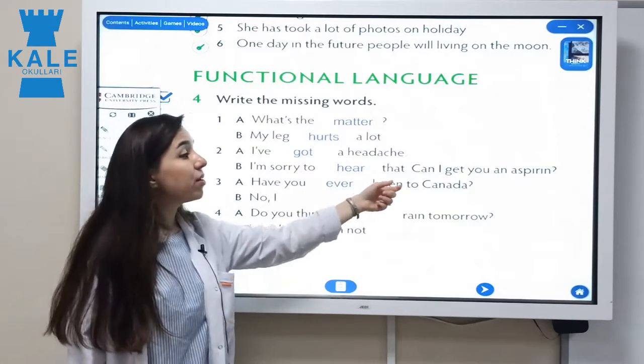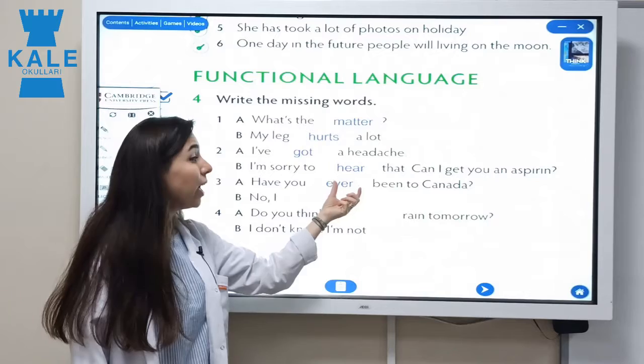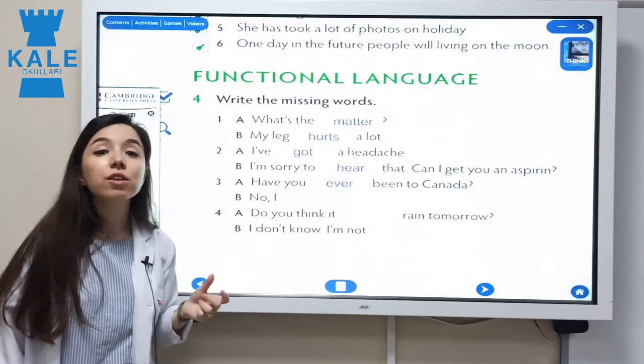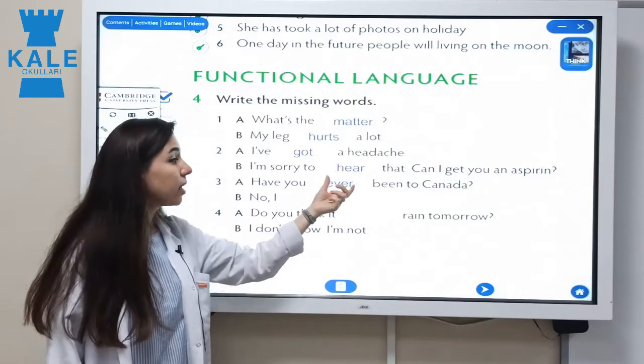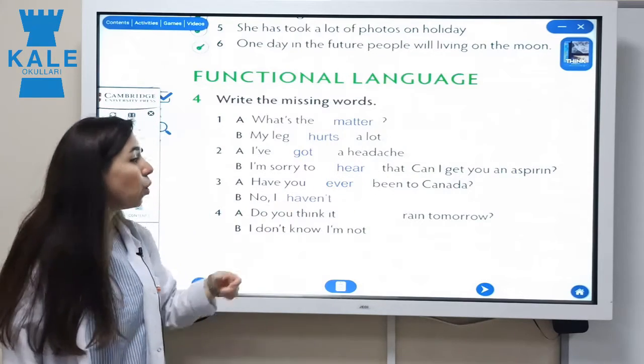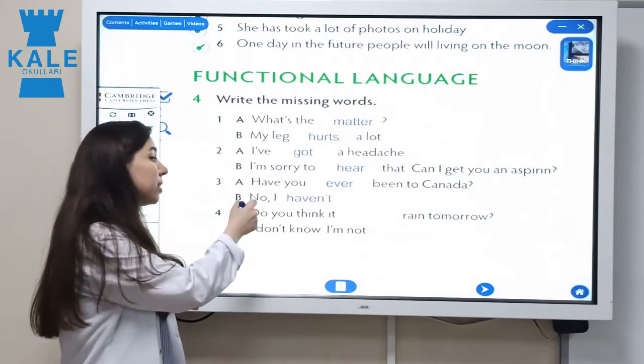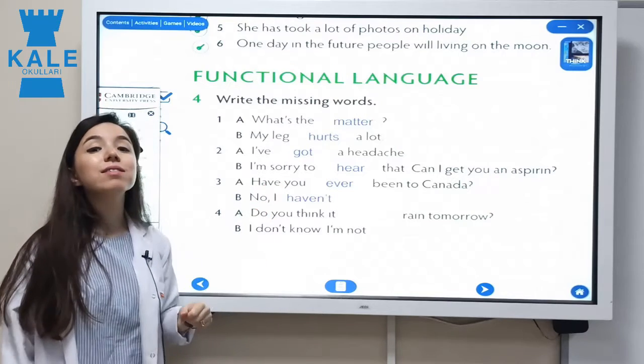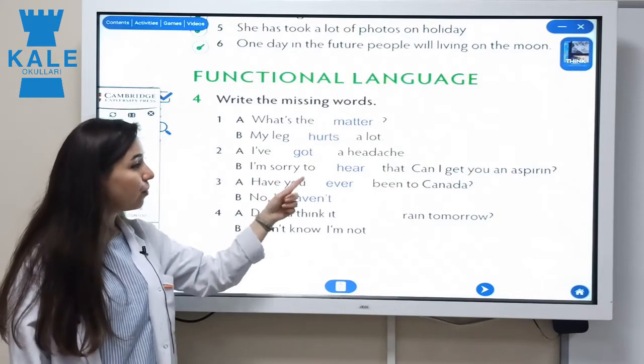Have you ever been to Canada? Here we cannot use never, yes? Because we are talking about a positive sentence. Have you ever been to Canada? No, I haven't. Because here we have no and our sentence started with have, so we can say, have you ever been to Canada?